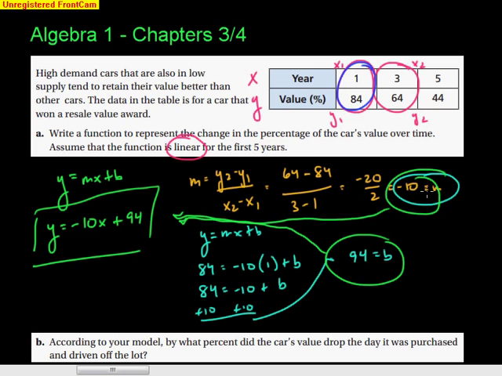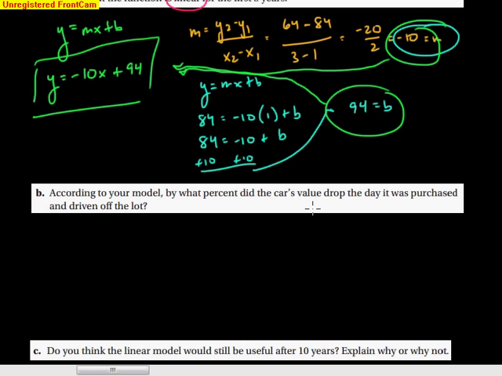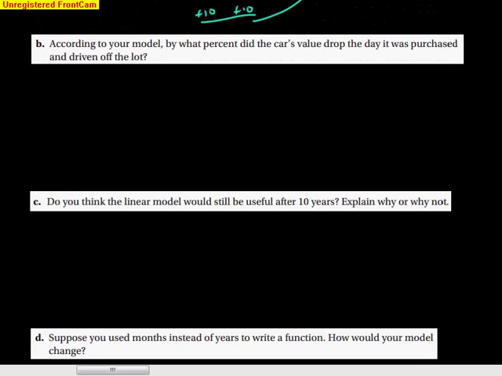Alright, so next it says, according to your model, by what percent did the car's value drop the day it was purchased and driven off the lot? Let me write this down. The model I have is y equals negative 10x plus 94. This is the very day that you purchased the car. What does that mean? It means your x value is 0 years. So we need to plug in 0 and see what happens to our percent value.